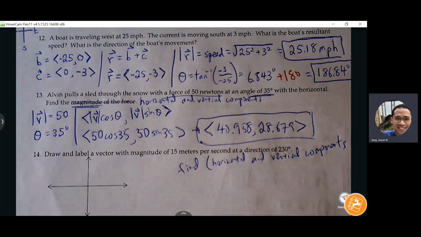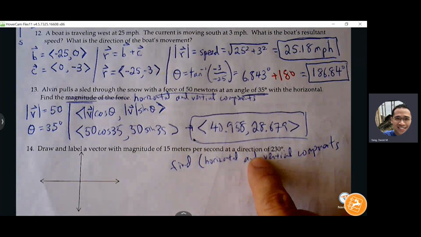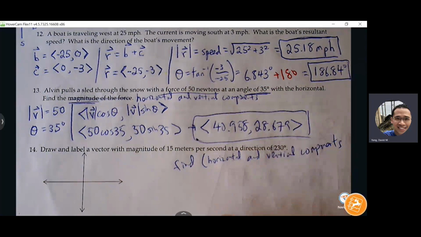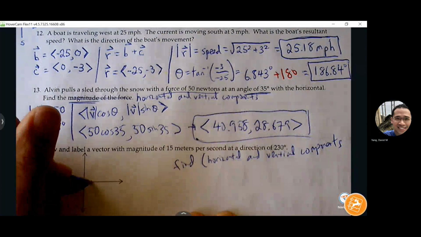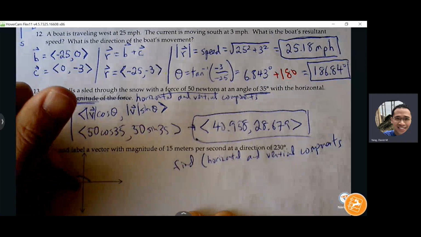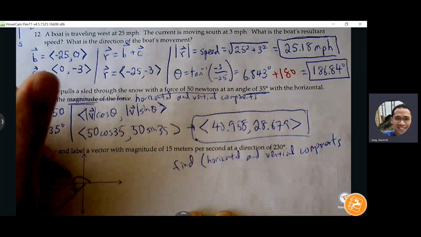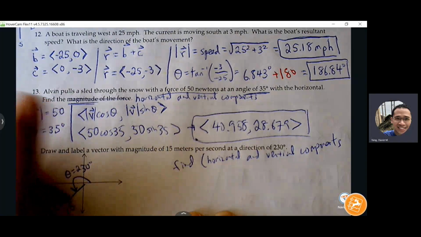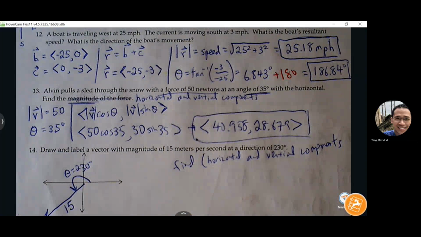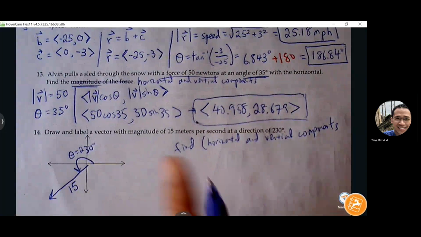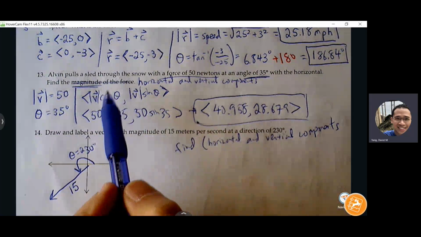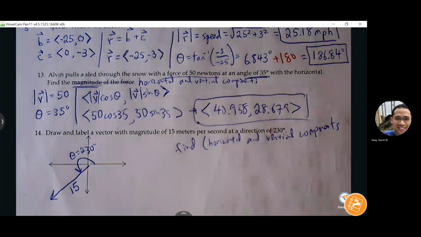Any question with 13? 14 says draw and label a vector with a magnitude of 15 meters at a direction of 230 degrees. Okay, which quadrant is that in? Third. Okay. So it doesn't have to be accurate. You just have to show that direction. And then just label your vector. And I'm also going to extend this problem a bit. Find the horizontal and vertical components. So just like 13, get into component form.